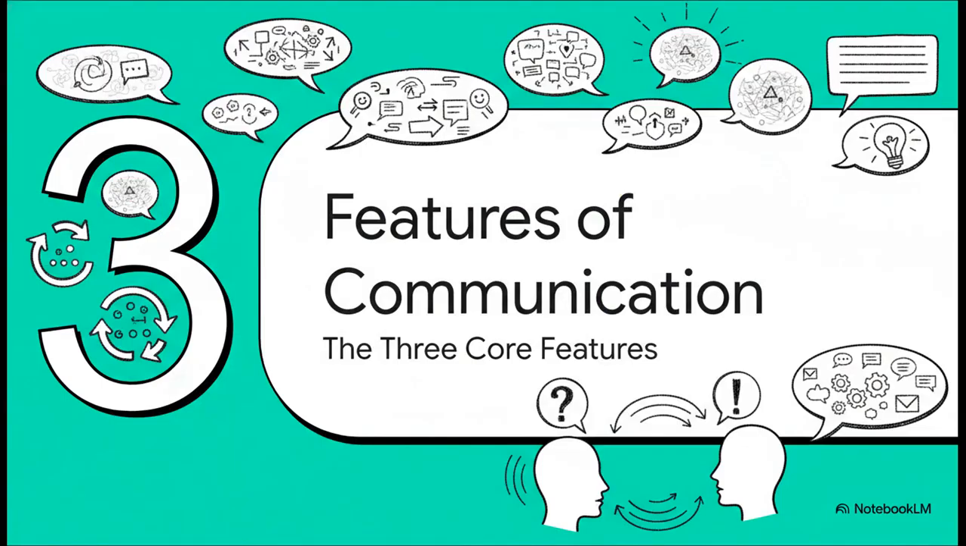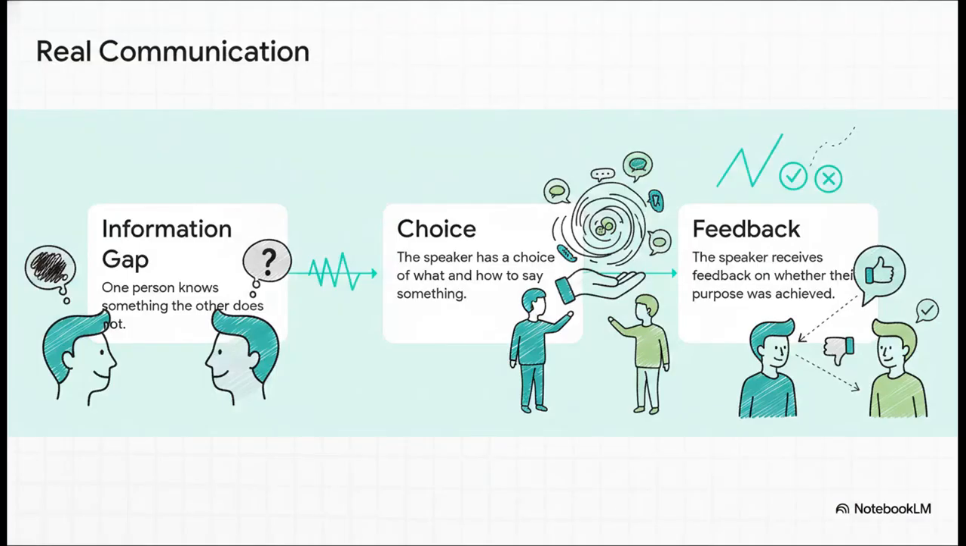So if the end goal is real communication, how do we know if a classroom activity is actually getting us there? Well, any truly communicative task has three key features that make it different from just a boring old drill. The formula is actually pretty simple. First, there has to be an information gap. I know something you don't, which gives us a real reason to talk. Second, there's choice. The student isn't a robot just reading a script. They get to decide what they want to say and how they want to say it. And third, feedback. The other person's response tells you if your message actually landed. If you've got all three of those, then congratulations, you've got genuine communication.